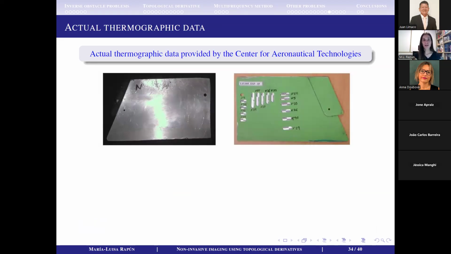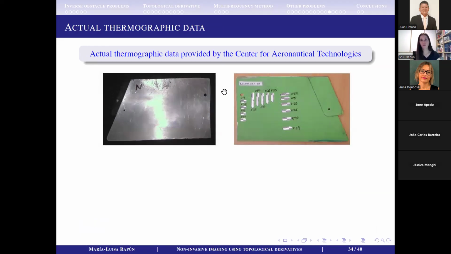Okay, and just to end with the talk, I want to show you my most recent research done in this direction, which is the most complicated thing I have done so far, which is related with real thermographic data that was provided by the Center for Aeronautical Technologies. And it was related with inspection of this plate that you can see that has a strange form and has some perturbation here, so it's not a perfect plate, it's not polished in this zone.